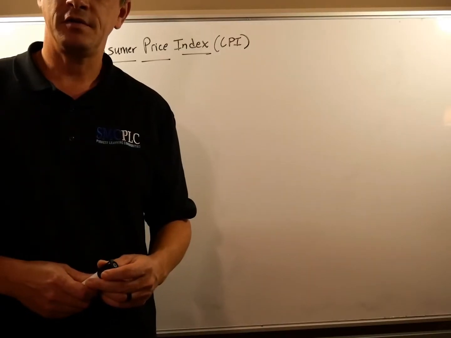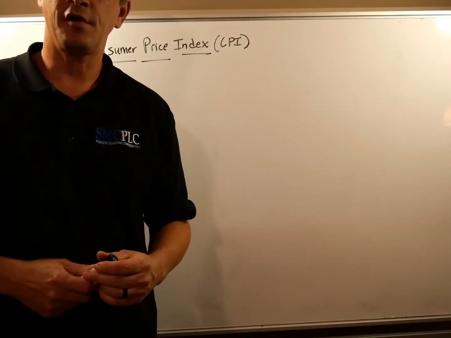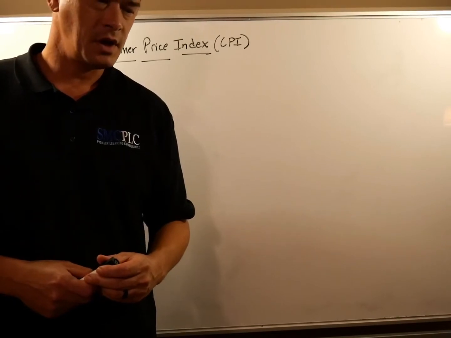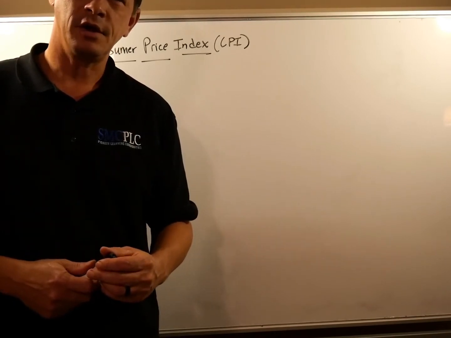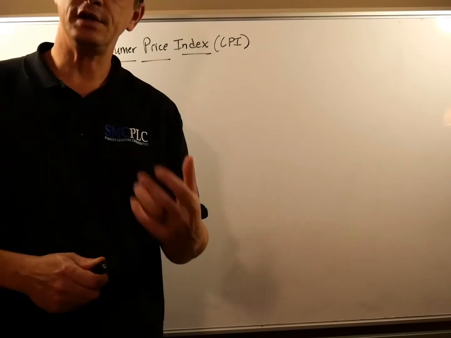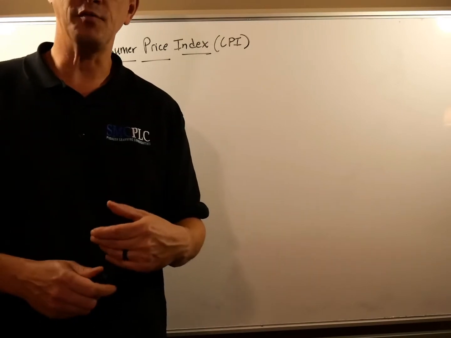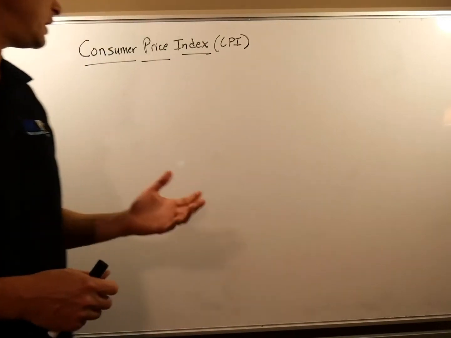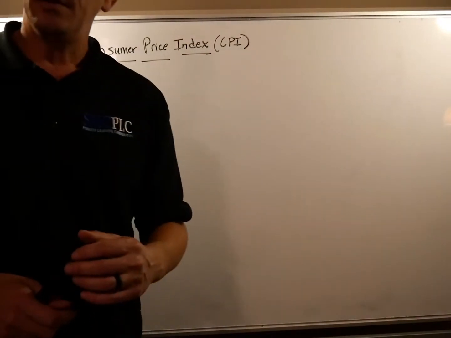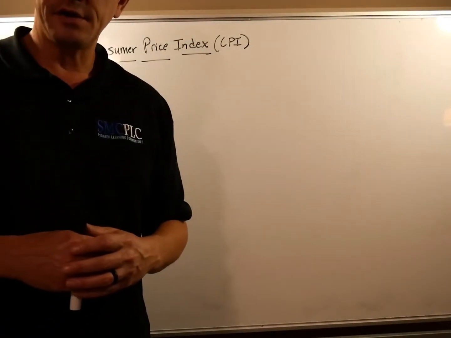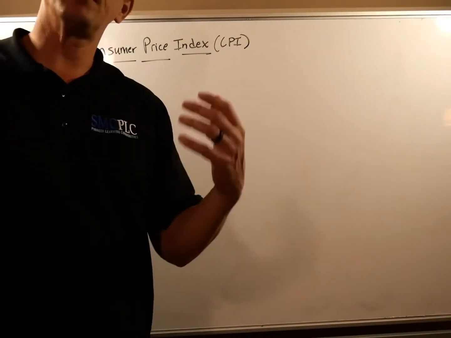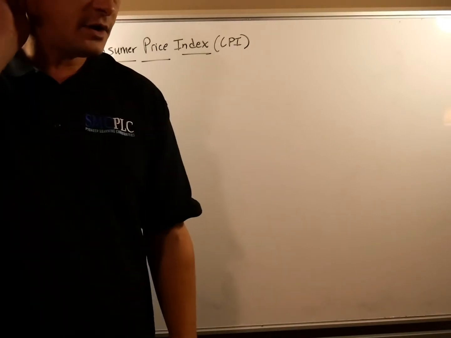Chapter 11, Measuring a Nation's Cost of Living. The key term here is Consumer Price Index. You often hear it referred to by its acronym CPI. This short video is basically explaining what, in real terms, a consumer price index is.